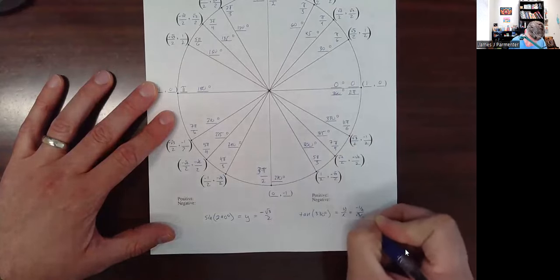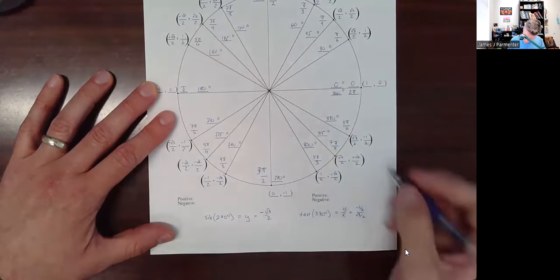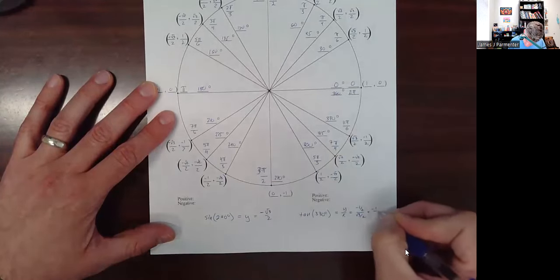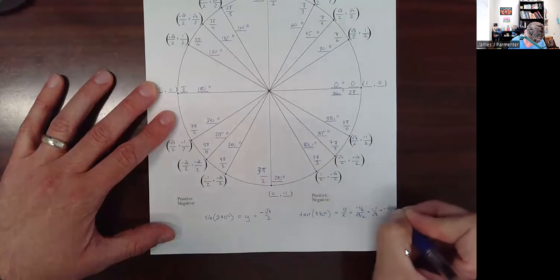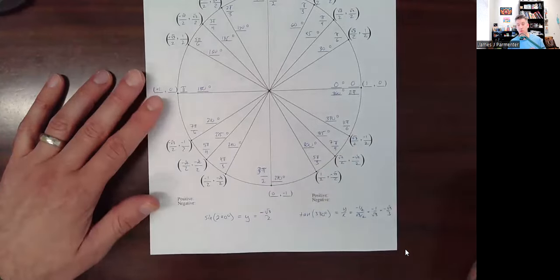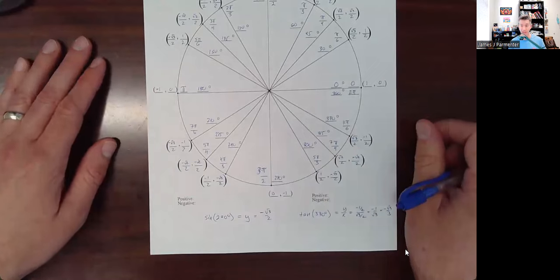You don't have to write all this out, but you have to be able to see this and say, okay, that's going to be negative 1 over root 3, which is negative root 3 over 3. It's a totally fine way of doing it. It's more writing than I care to do.